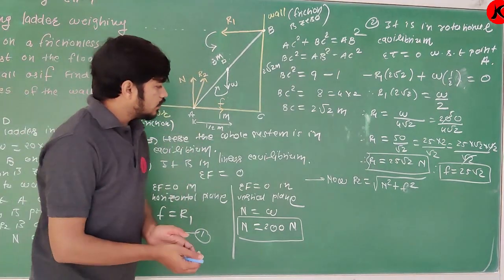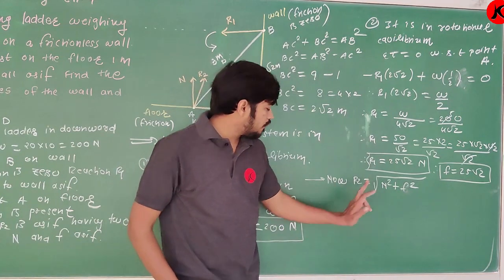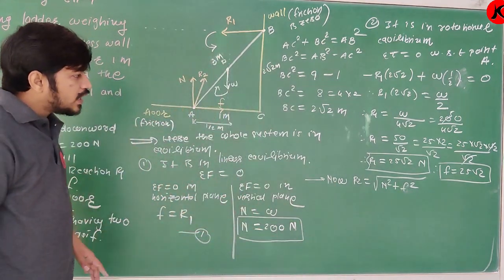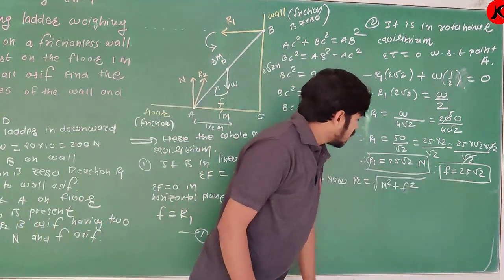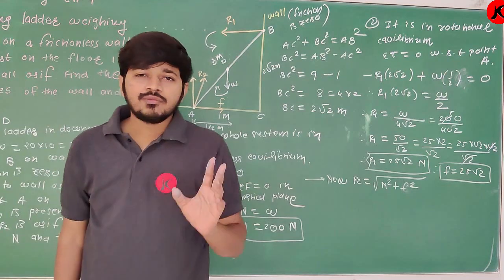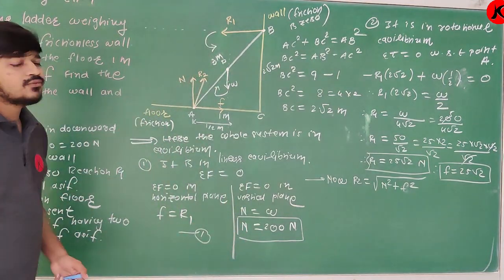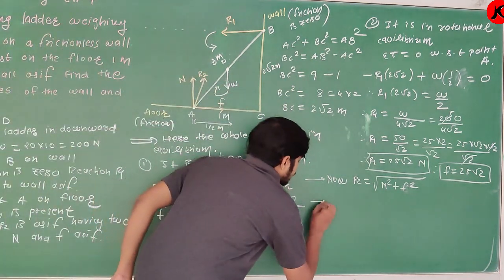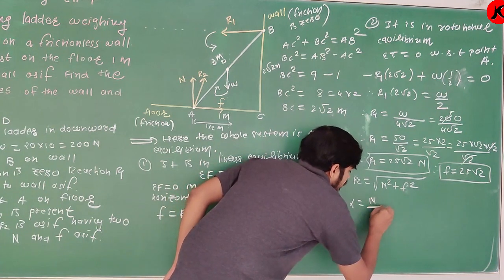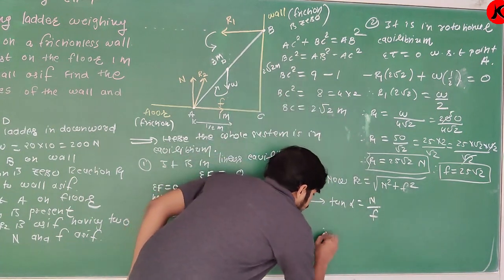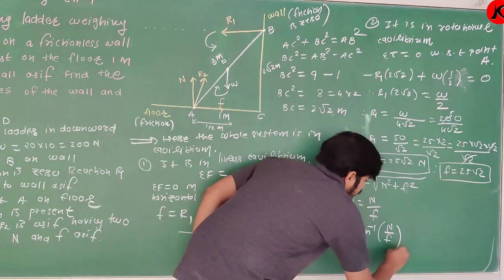So now we have R2. R2 is equal to under root N square plus F square. What is the value of N? It is 200. And you can easily find the value of F square from the value of F. From this, you find R2, which is the reaction force on the floor. Second, you have to find the angle. Tan alpha is equal to vertical component upon horizontal component, so alpha is equal to tan inverse N upon F.